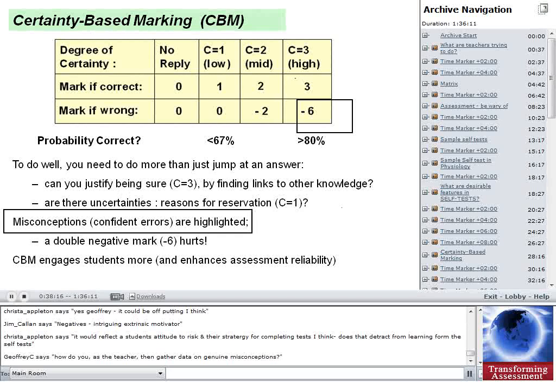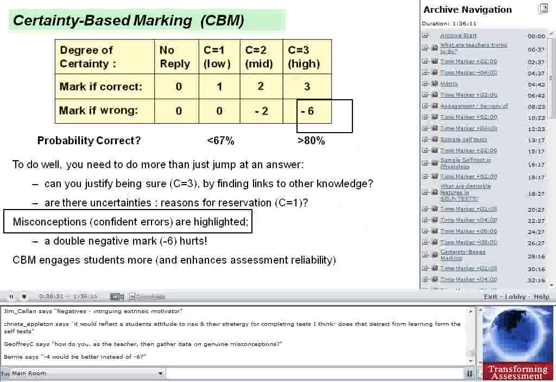So these are some of the kinds of things that the students said in student surveys that they really liked about the system when we introduced it in a qualitative kind of way, that they could see that it was really important to distinguish between things that they were sure about and things that they knew they were partly guessing at.